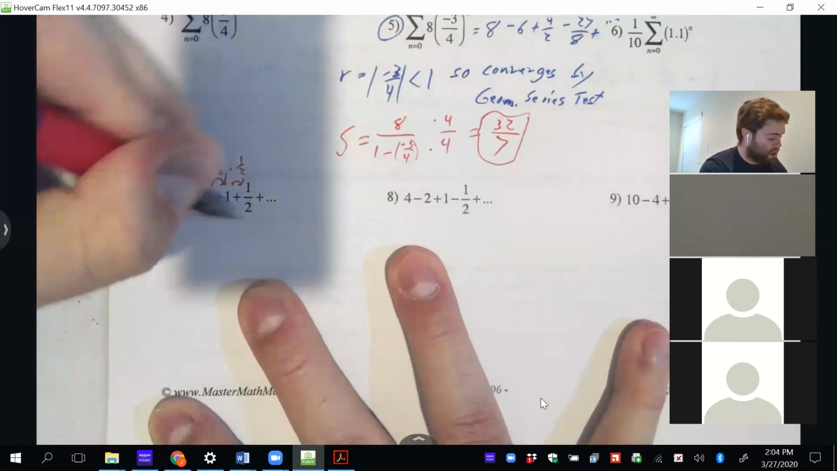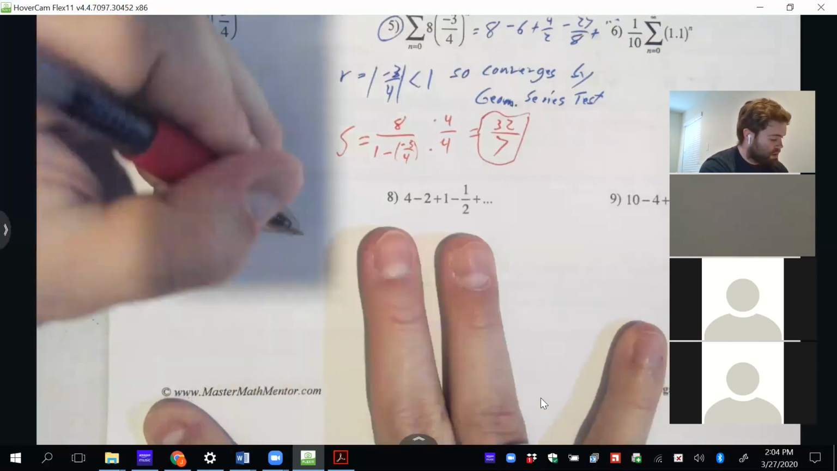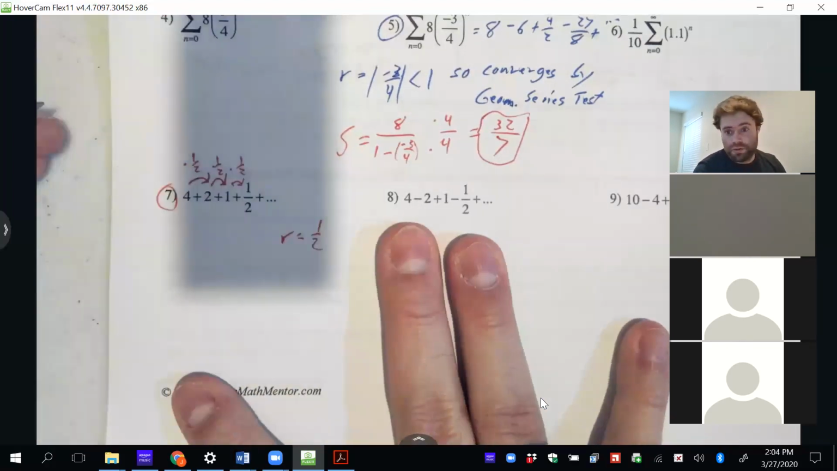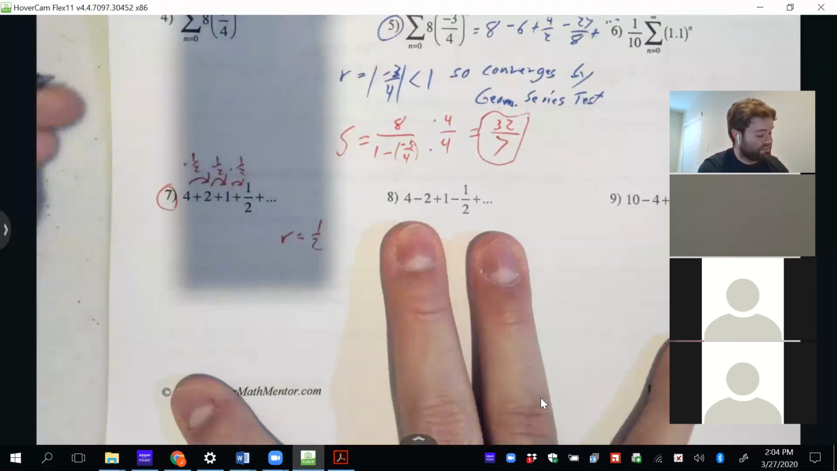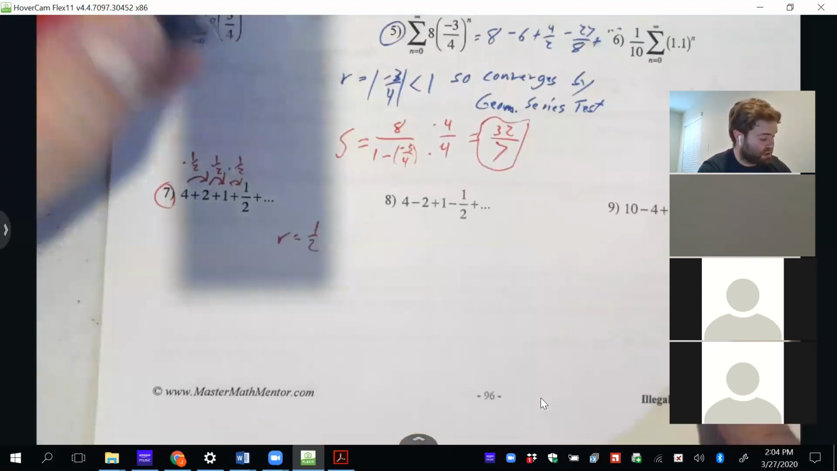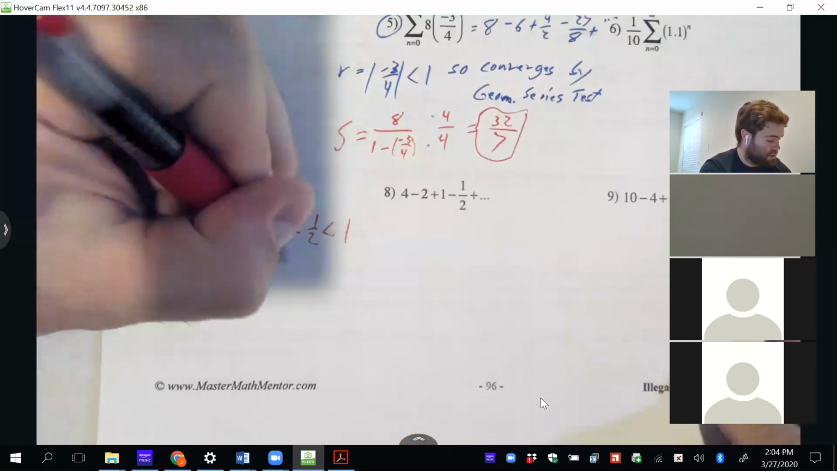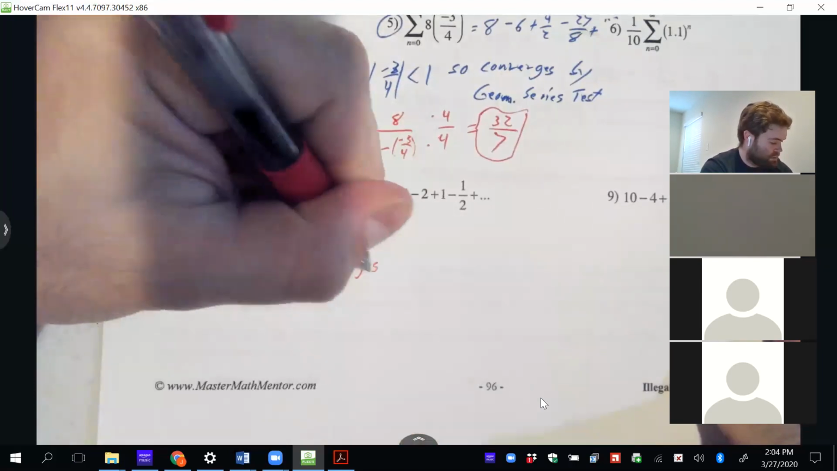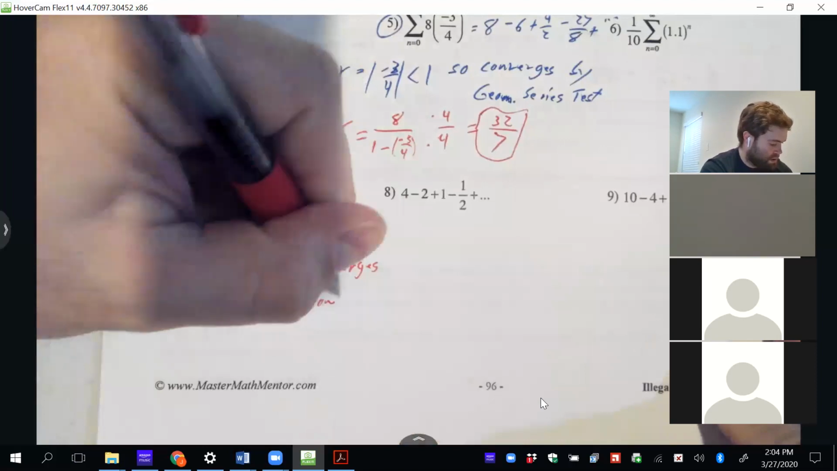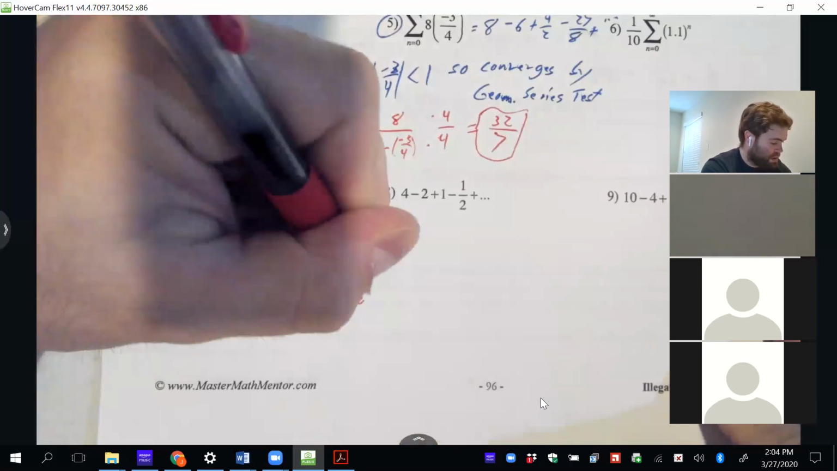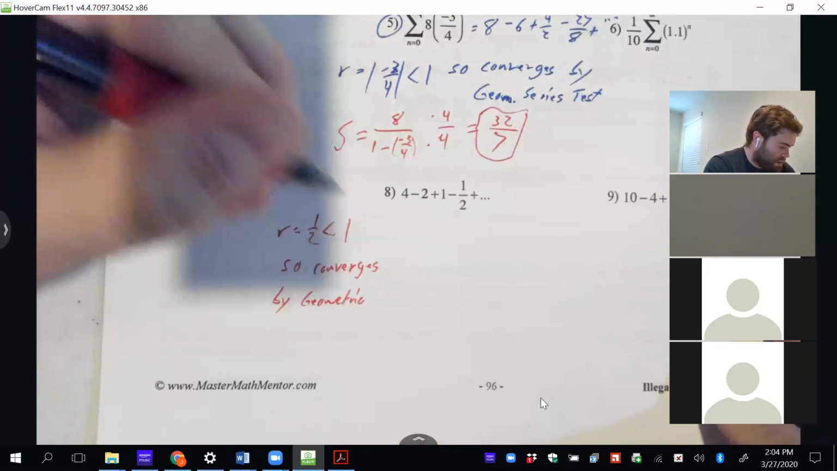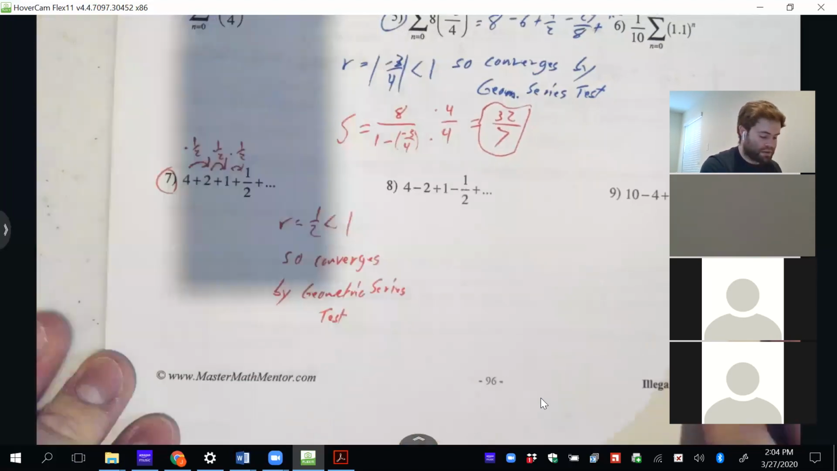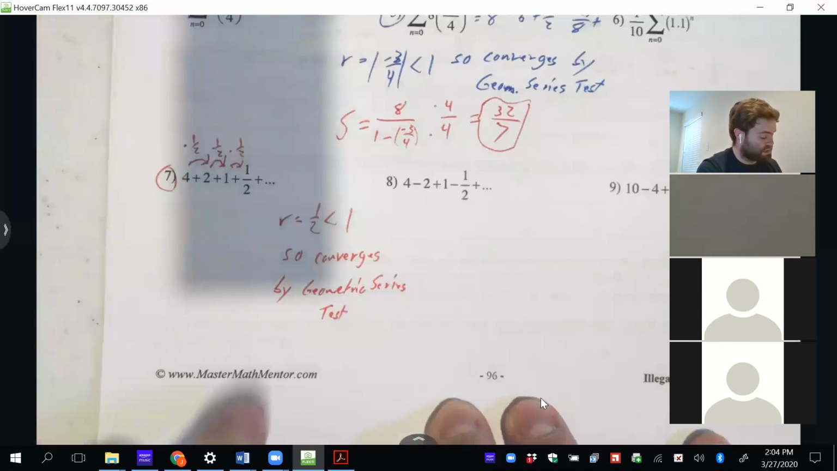We've already identified that our r is 1/2. And so will this one converge or diverge? Yes, it will converge because r is less than 1. So it converges by geometric series test. So it does converge because r is 1/2. That's what it's multiplied by over time.